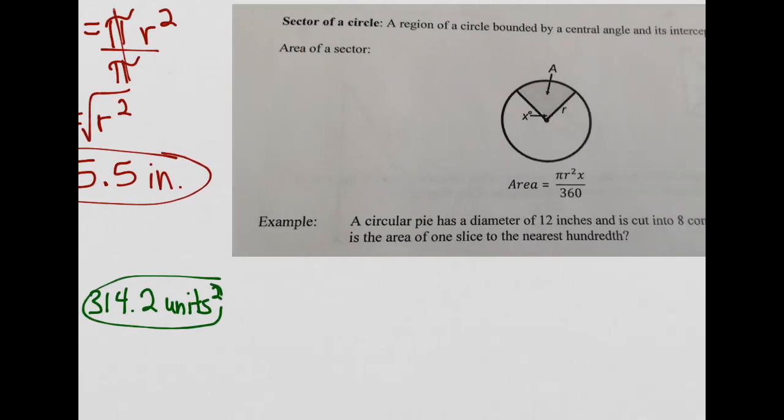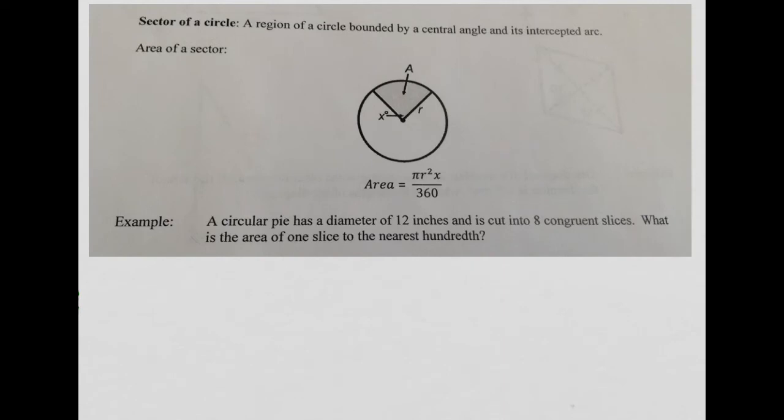Alright, let's look at sectors. So a sector of a circle is just a region of a circle bounded by a central angle and its intercepted arc. So a central angle would be like x right here, and the intercepted arc would be the outside around the circle of this little gray area, and A is the sector. So a sector is just kind of like a piece of the pie or a slice of pizza. It's just a piece of the circle. And the area for that sector is pi r squared times x, where x is that angle, divided by 360 degrees.